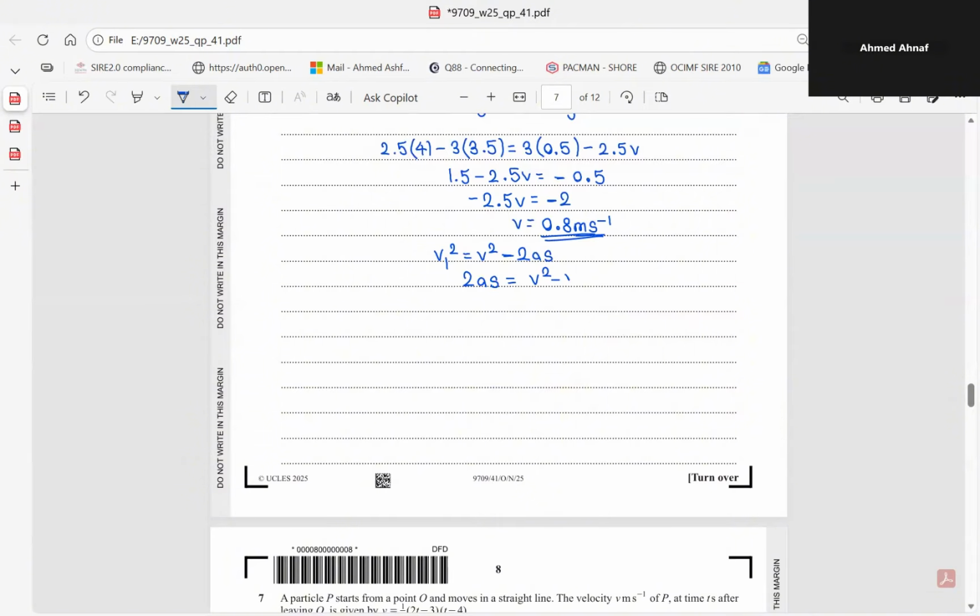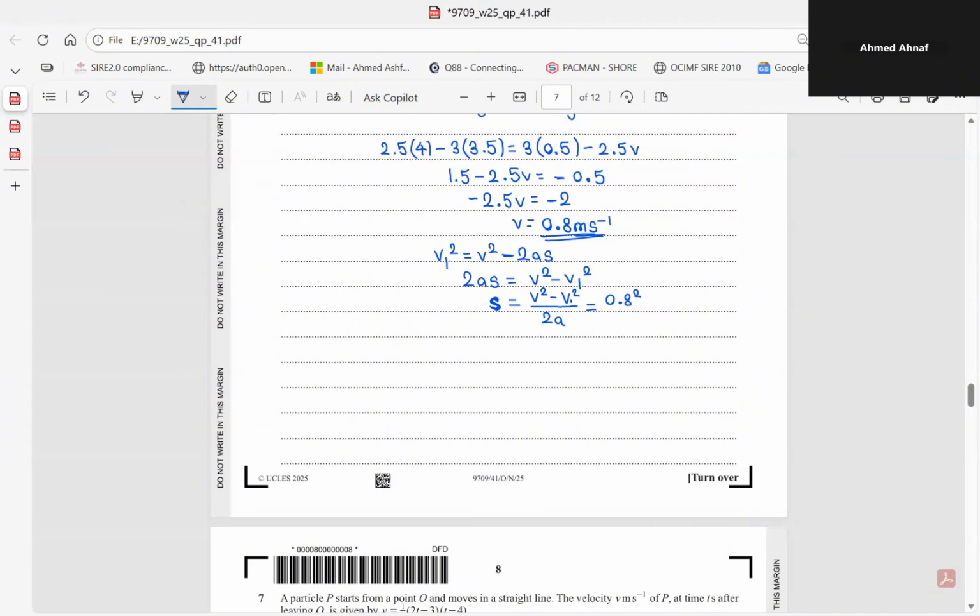So v squared minus v1 squared, and then s equals v squared minus v1 squared over 2a. So v squared is 0.8 squared.